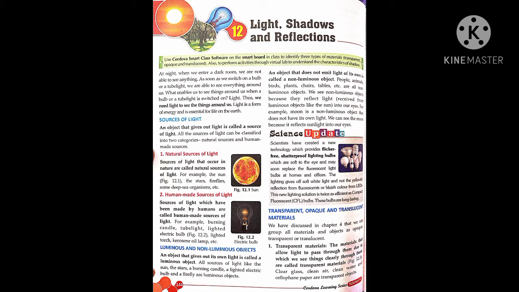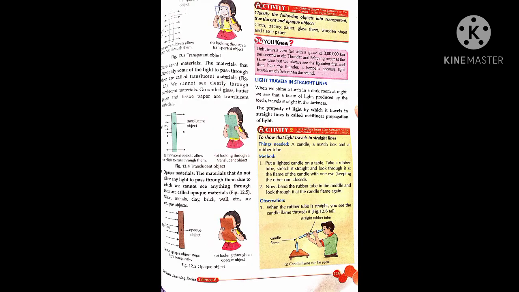Okay. So first one is transparent material. The materials that allow light to pass through them, due to which we see the things clearly through them, are called transparent material. ठीक है. अब ऐसे substance और ऐसे material from where the light can easily pass. Light pass होगा, that's why we are able to see जो उसके पीछे में है, जो भी सामान है उसको हम देख सकते हैं. So this is called as transparent material.